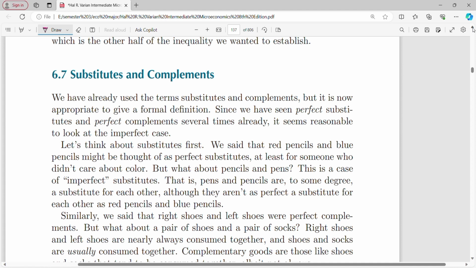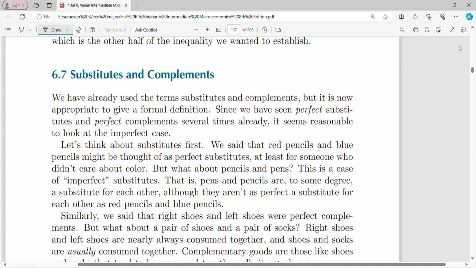And complementary goods. So shoes and a pair of socks. Left shoe and right shoe, definitely, can only be consumed together. But shoes and a pair of socks are usually consumed together, albeit not always. So speaking to the point, if demand for good 1 goes up when the price of good 2 goes up, then we say that good 1 is a substitute of good 2.